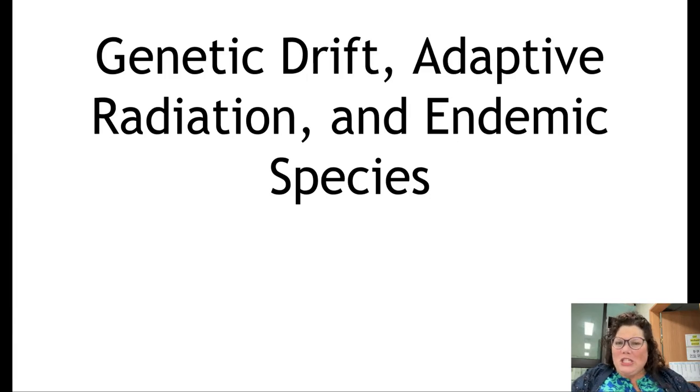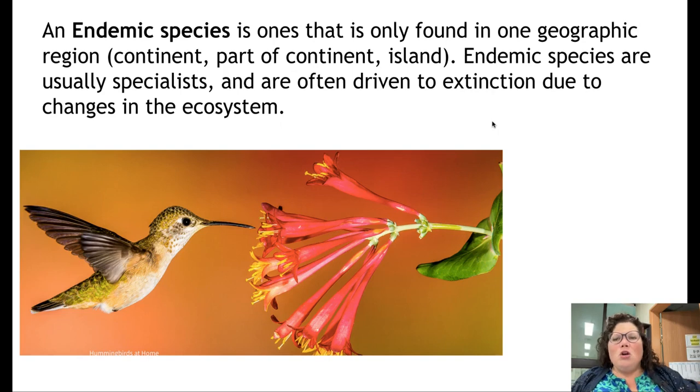It's another episode with Miss Clark, and we are talking about genetic drift, adaptive radiation, and endemic species. This all has to do with adaptation. It's not necessarily tested on the AP exam, but we think it's just good for you to know because a lot of it has to do with how adaptation happens. So let's start with an endemic species.